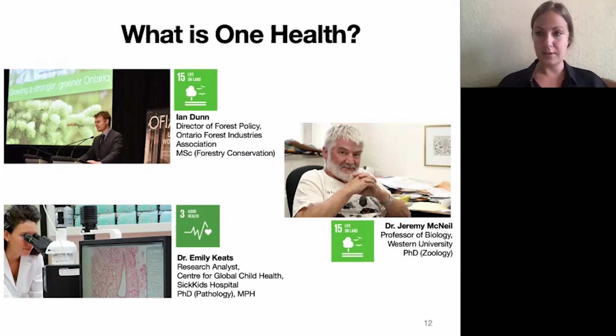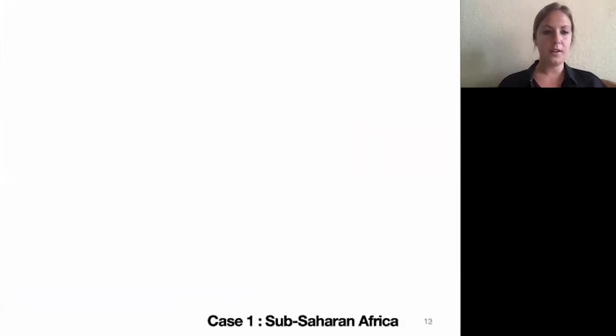And my uncle here, Dr. Jeremy McNeil, is a professor of biology who is looking at Sustainable Development Goal 15 and investigating animal health. So I brought together these 3 professionals to discuss One Health, and they soon realized that the problems that they're addressing in tandem are not so different after all. So we're going to look at 3 case studies and investigate how these 3 seemingly disparate professionals connected the different components of their work in order to advance One Health.